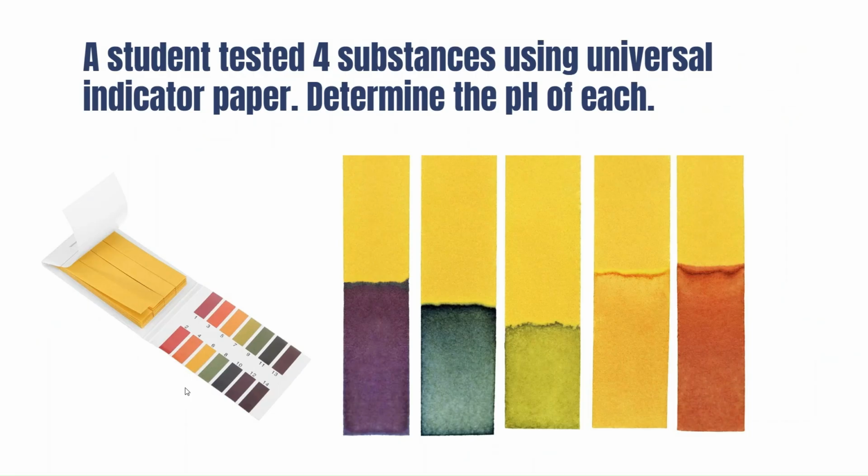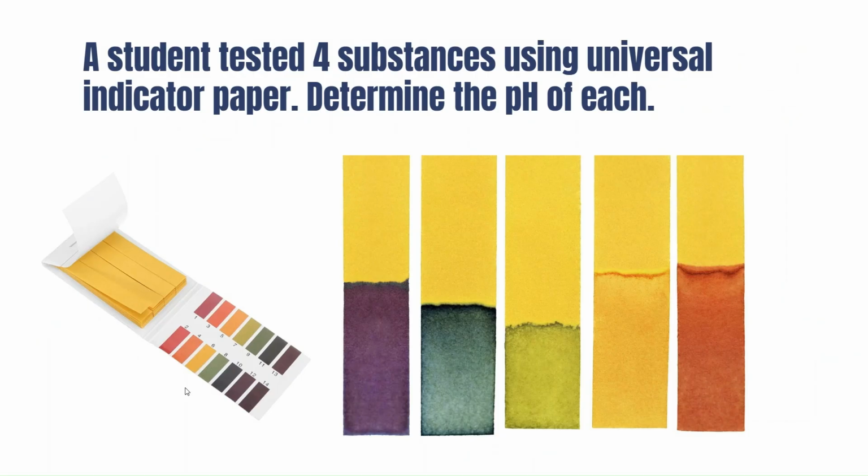All right, what about using universal indicators? So now we have another student. They've tested 4 substances using universal indicator paper. And I'd like you to cross-reference with the chart that's included in my indicator paper and try to determine what you estimate the pH for each of these solutions to be.